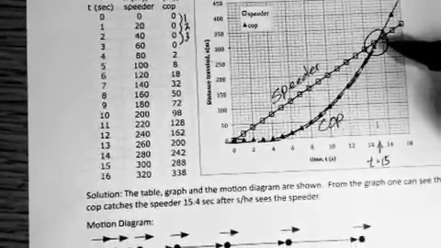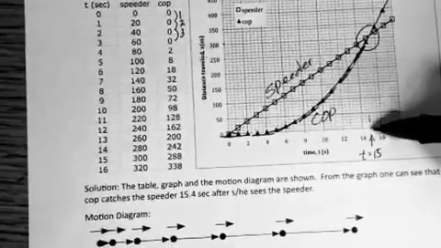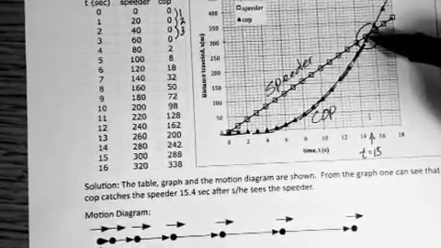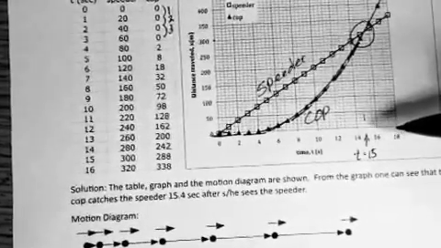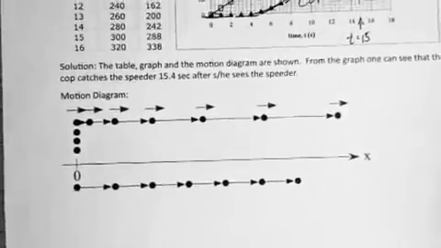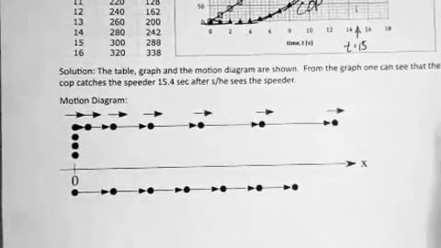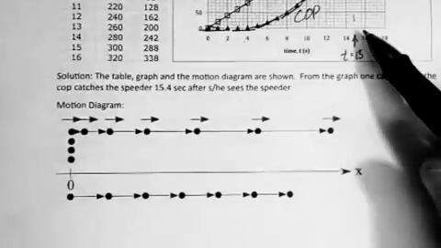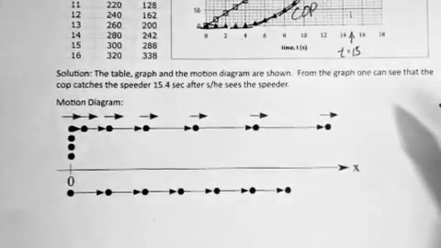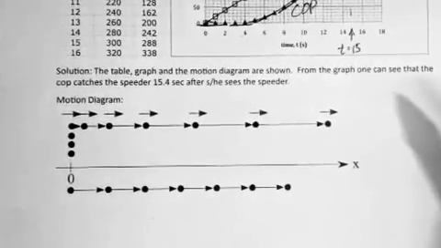To answer that question, we could answer it from the data or from the graph. That would be one way to answer the question. Possibly in another video I'll give you another explanation of how we could algebraically determine the time that they met one another, or when the cop caught up to the speeder.